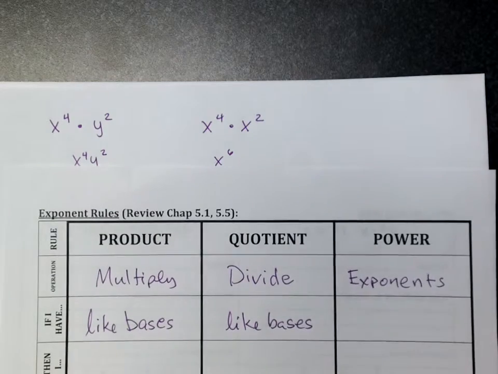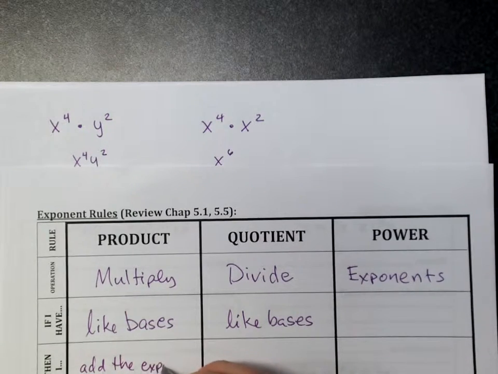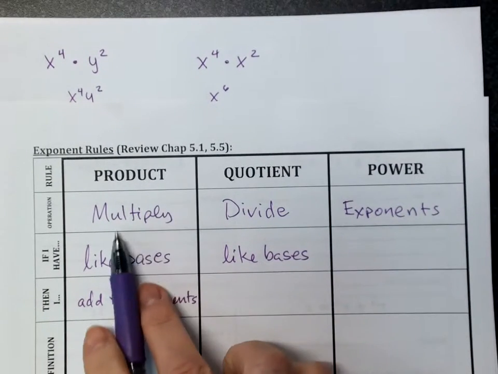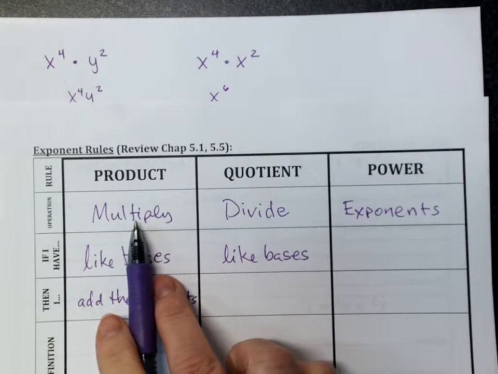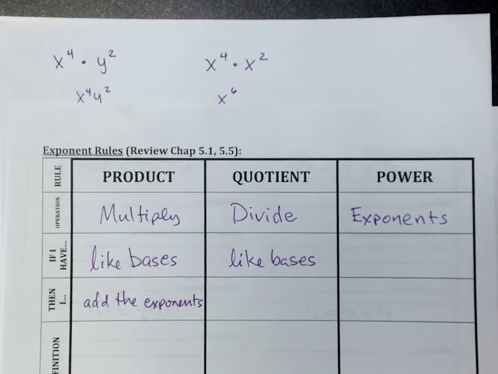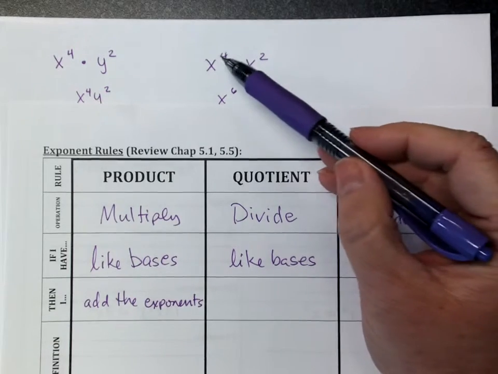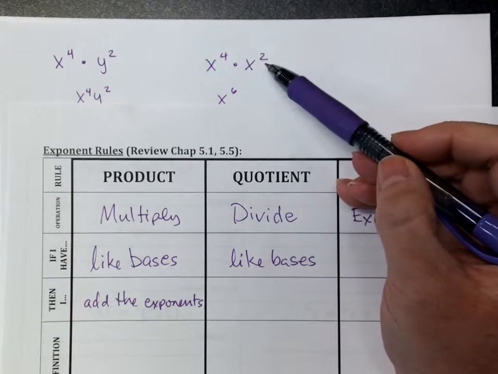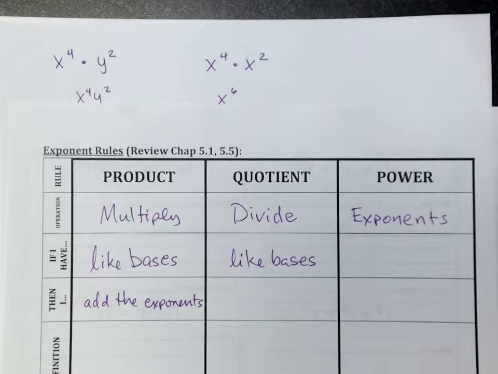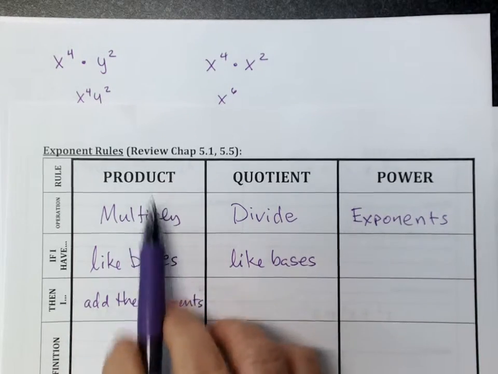So if you have those like bases, the product rule says add the exponents. This is not the addition rule. This is about multiplying two things. The rule is if you are multiplying two things with like bases, then you add the exponents, because this tells you the total number of x's you have. x times x times x times x times x times x means you have a total of x's used as a factor 6 times. So if we add up 4 x's here and 2 here, that's the total times it's used as a factor, which is a multiplication word.